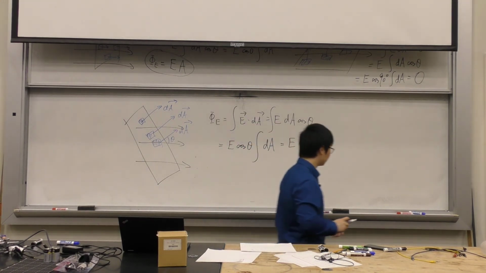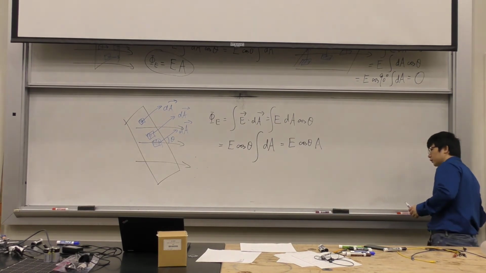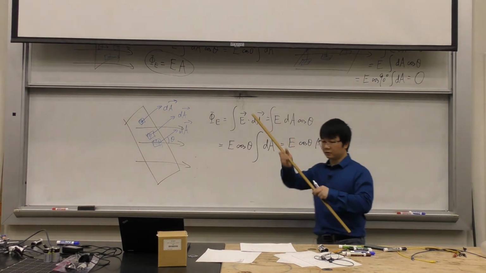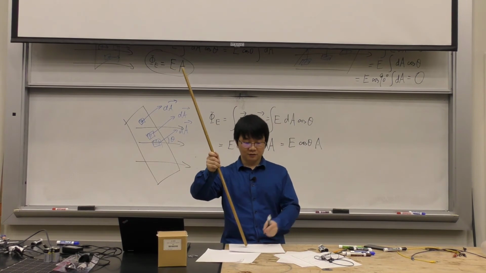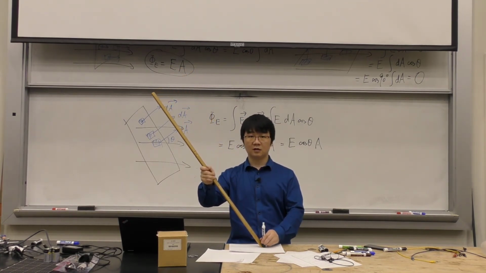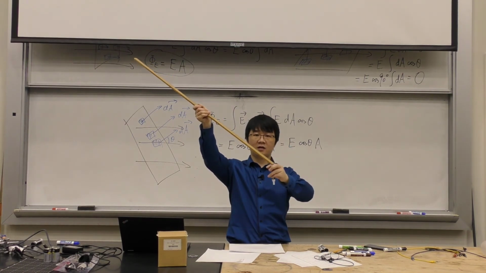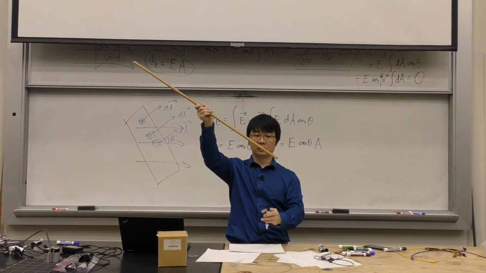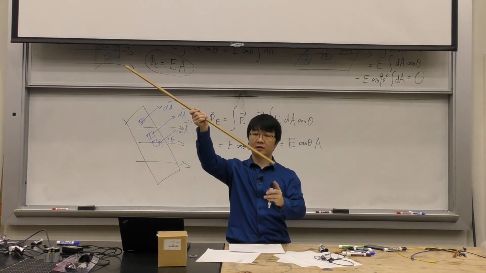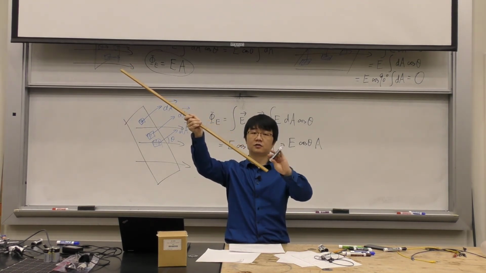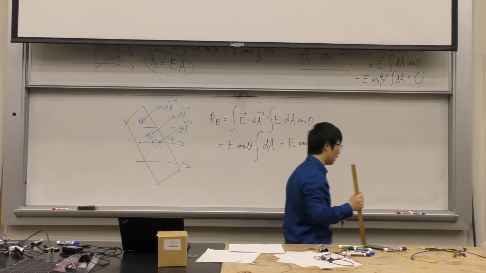For example, if I still have the electric field going in this way and I have this surface here, I draw a vector up, it's going to make a small angle. I draw a vector down, it's going to make a large angle. And this cosine theta is actually going to make it different. It's going to make it positive or negative. So there's still some ambiguity here.